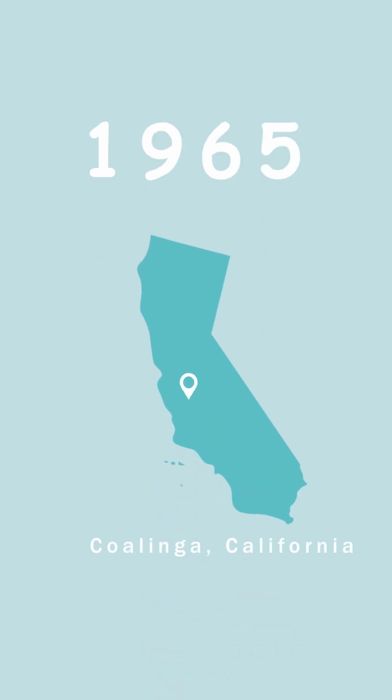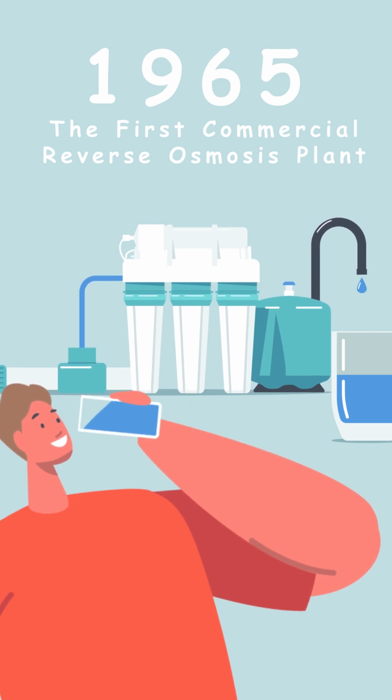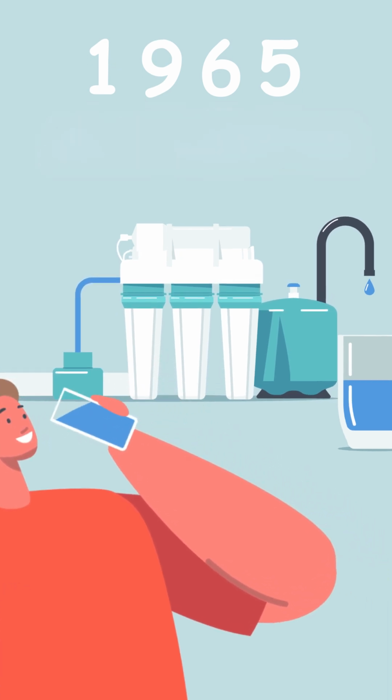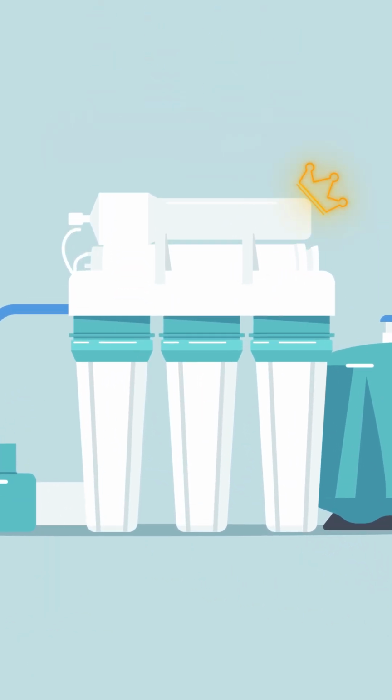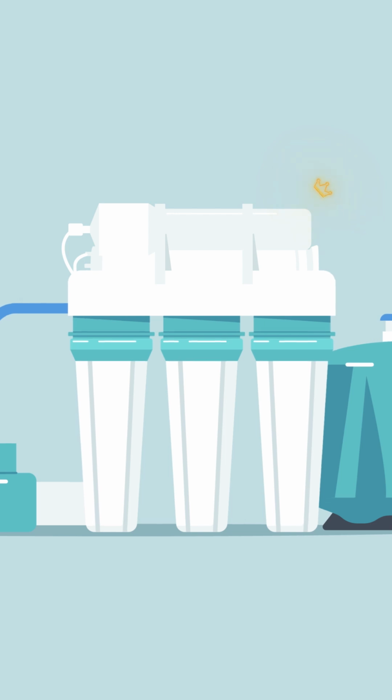Fast forward to 1965 in Coalinga, California, dubbed the Vegas of water purification, with the launch of the first commercial reverse osmosis plant. This breakthrough turned a water cleaning fantasy into reality, making RO the star of water treatment.